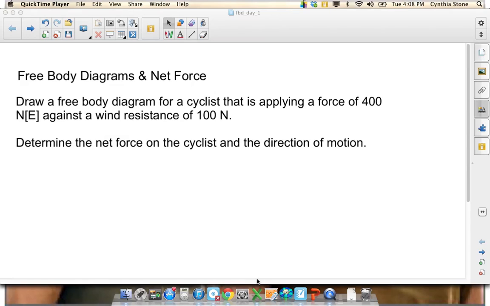Right, we have a lesson here on free body diagrams and net force. This is a continuation on the forces introduction lesson that we started the last day. This is an example. I'd like you to write down the example.